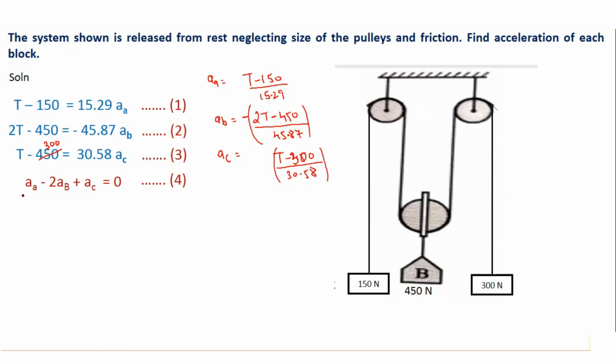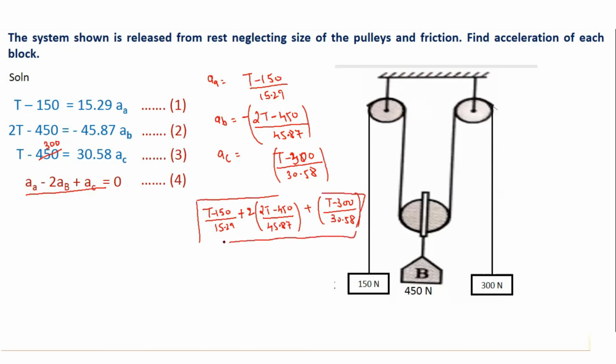I will just put these in this particular equation. So I will get T minus 150 divided by 15.29, minus, and this minus becomes plus, 2 times AB. So it will be 2T minus 450 divided by 45.87, and last I will get plus AC, which is T minus 300 divided by 30.58. Now if you observe this equation, the only unknown in this entire equation is T.